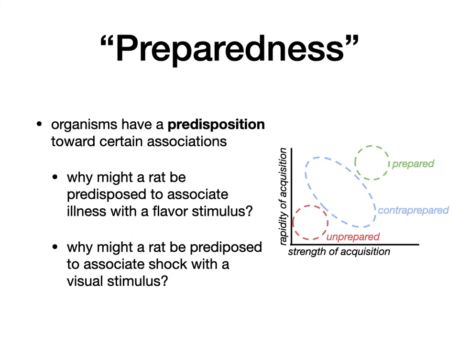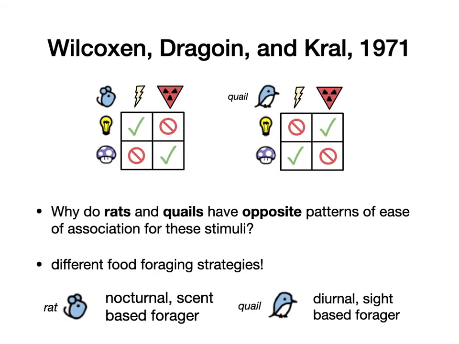Now, here's an interesting wrinkle to this. Study by Wilcoxon, Dragoin, and Crowell, 1971. Why do rats and quails have opposite patterns in this preparedness? So, rats have what we just discussed. They are more ready to pair pain with visual stimuli and more ready to pair food or flavors with illness.